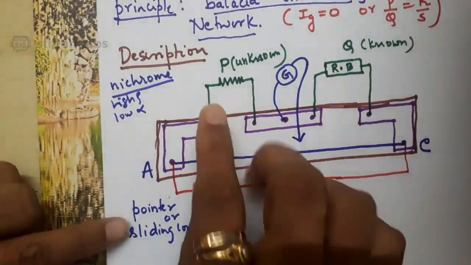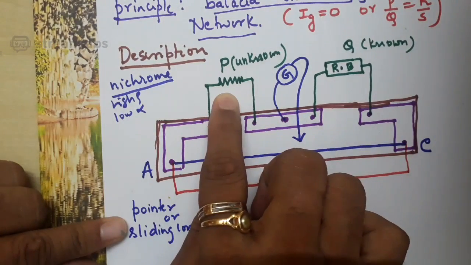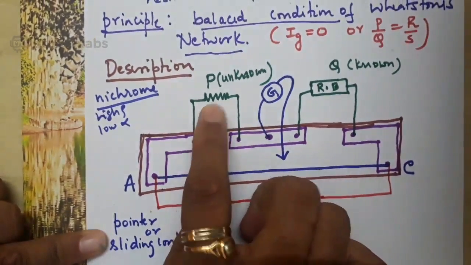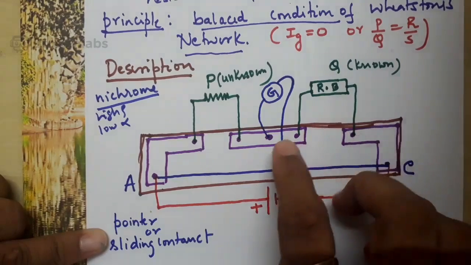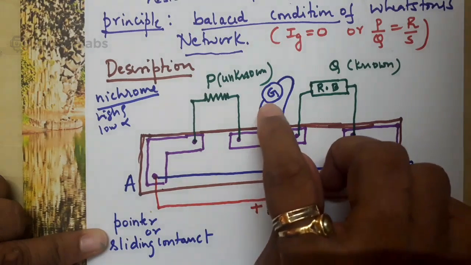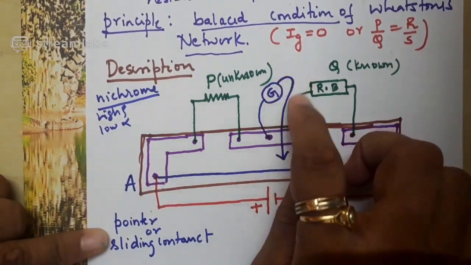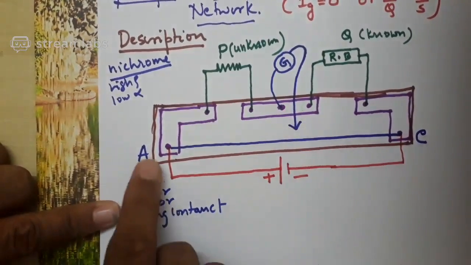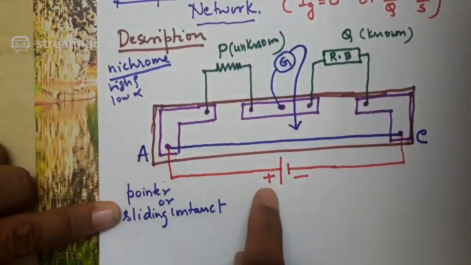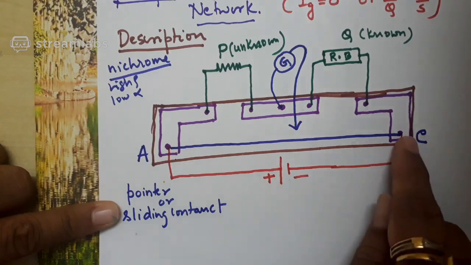I'll repeat. Start with the unknown resistor whose resistance has to be found, connected across the left gap of the meter bridge. The resistance box where we are going to keep some resistance is connected across the right gap. And from this terminal, a connection is given to one terminal of the galvanometer, and the other end is connected to the pointer or sliding contact or jockey. Again, from A, there is a connection given to the positive terminal of the cell, and the negative terminal of the cell is connected to C.